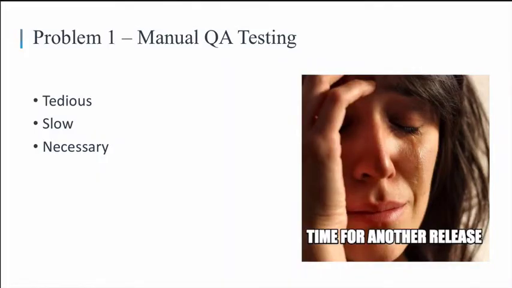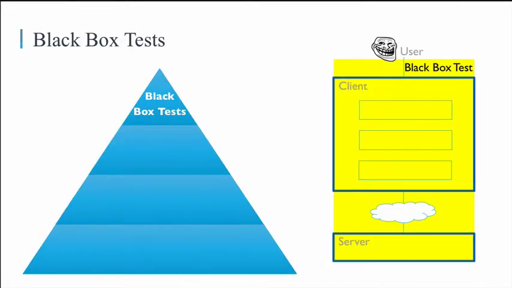So the first problem we hit, our development team gets a bit bigger, we get our product in production, and we're having to do a lot of manual QA testing each time we release. This is tedious, it's slow, and unfortunately it's necessary. So that brings us to black box tests. At the simplest possible level, you're automating your QA process.